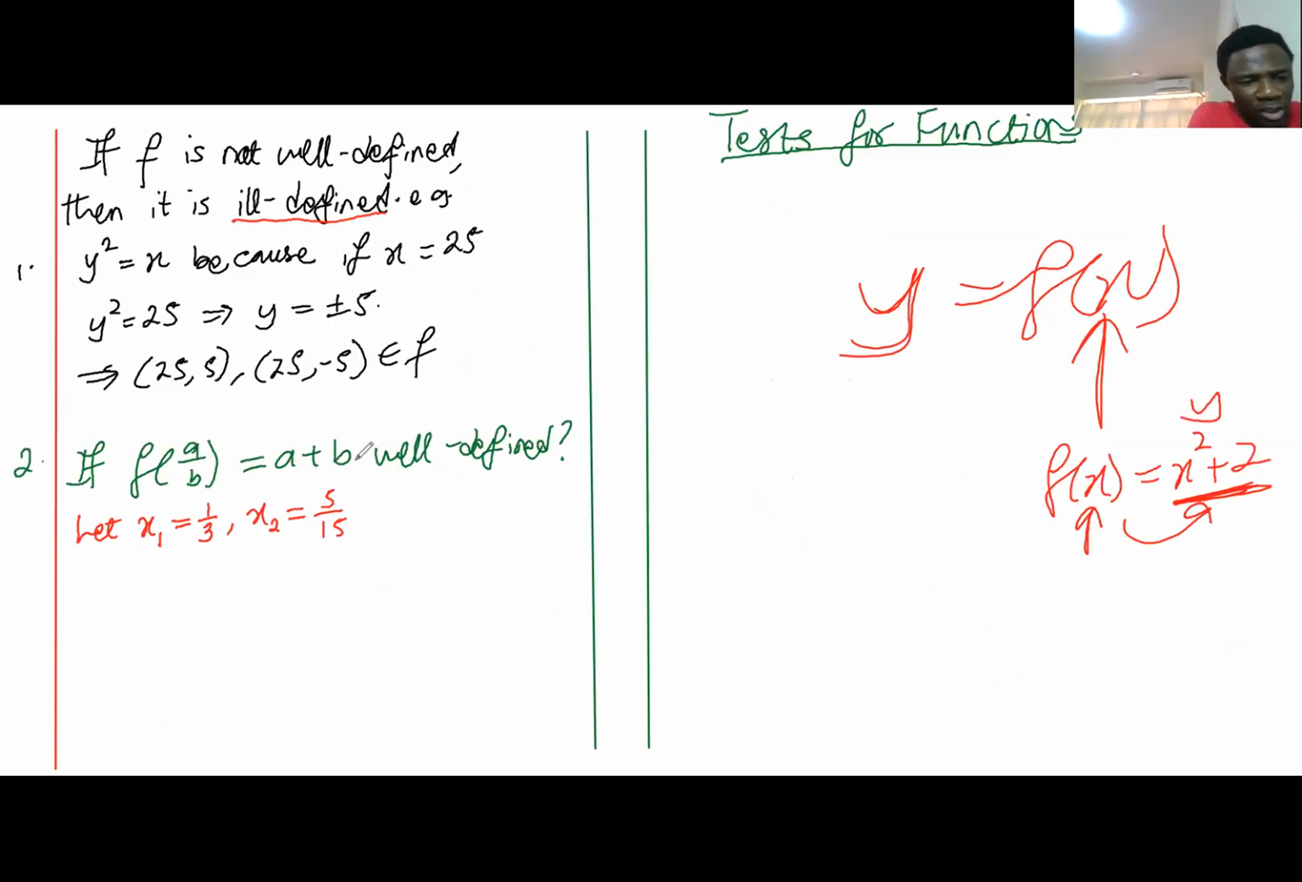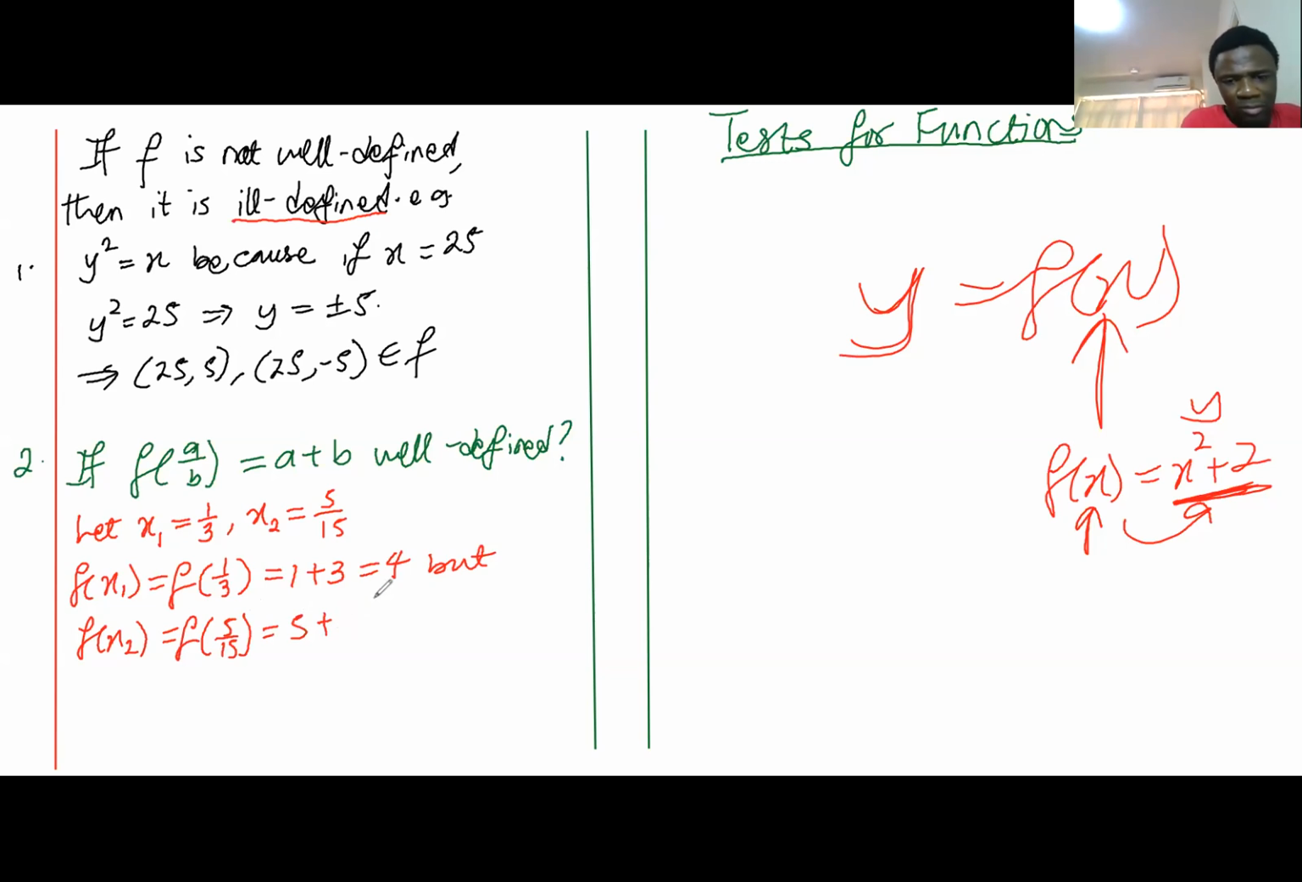So we go to check the images. f of x1 means f of 1/3, which is 1 plus 3. But f of x2 means f of 5/15, which is 5 plus 15. They're not the same.